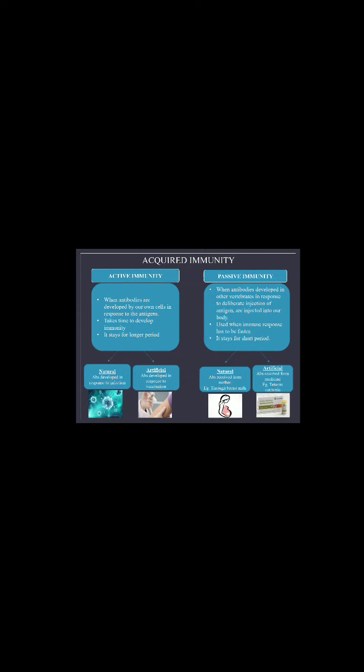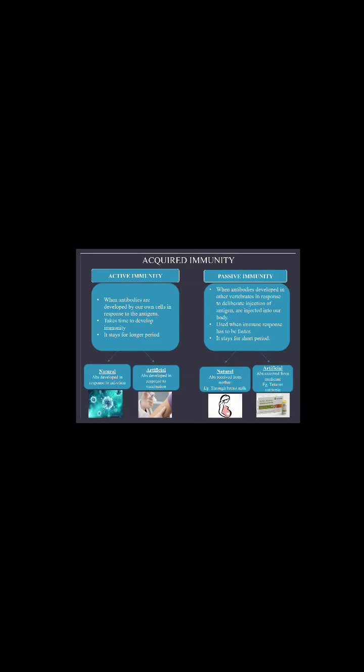Now, what is passive immunity? Passive immunity is when ready-made antibodies are injected into a person to protect the body against foreign agents. When do we do it? When the immune response should be faster, and it stays for a very short time, because antibodies are being produced from outside, so there are no memory cells for that.